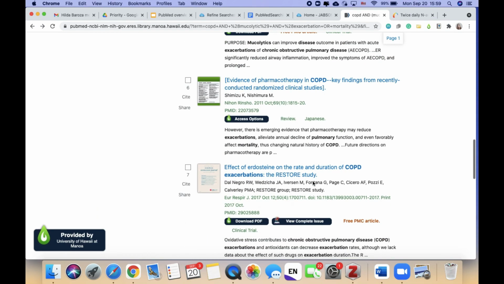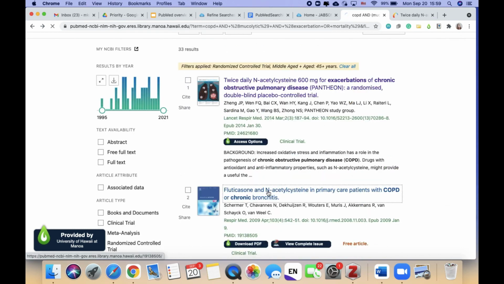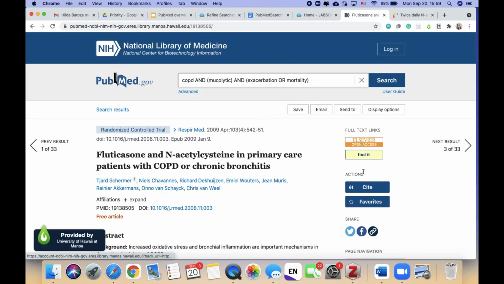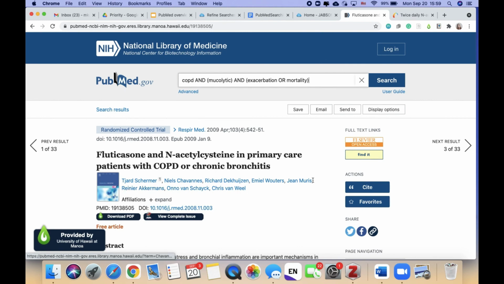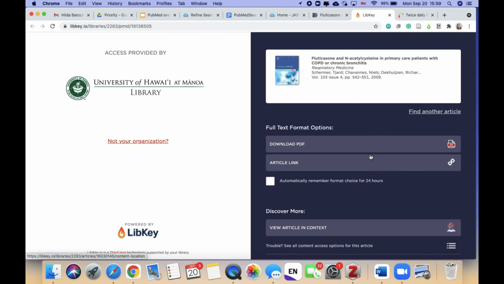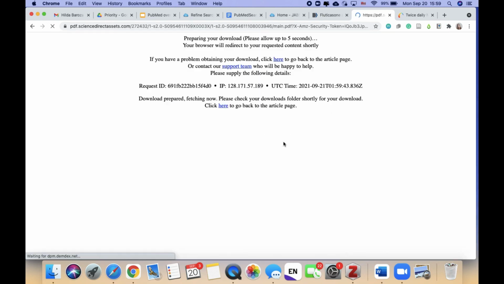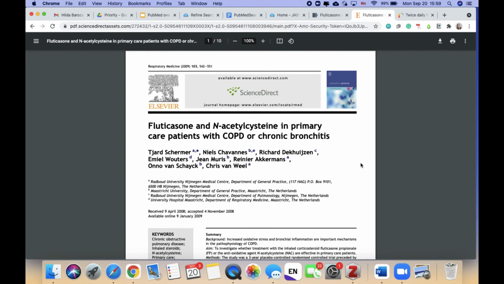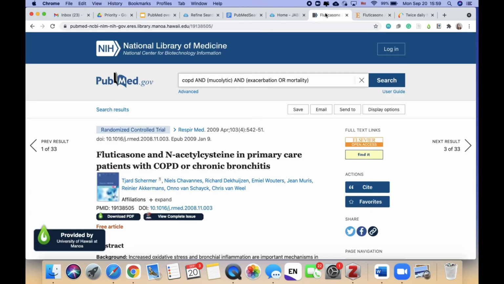Let's find another one. Let's see. Let's click on this one. Let's see if we have it. Okay, we should be able to open it. Okay, so LibKey buttons, it says download PDF right away, but I'll go ahead and click on the Find It button so you can see what it looks like. I have a couple more click-throughs to go through if I'm not using LibKey, but here I have a download PDF option. And fingers crossed. Here's my PDF. So the Find It button's key if you're not using LibKey.